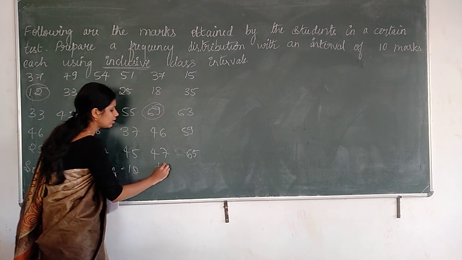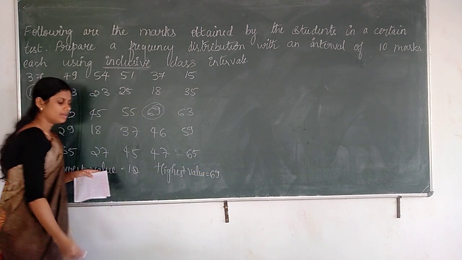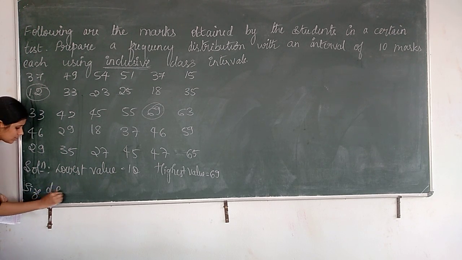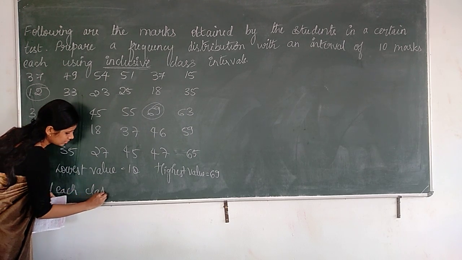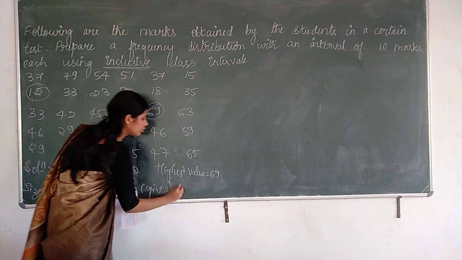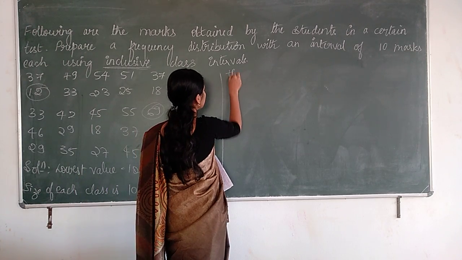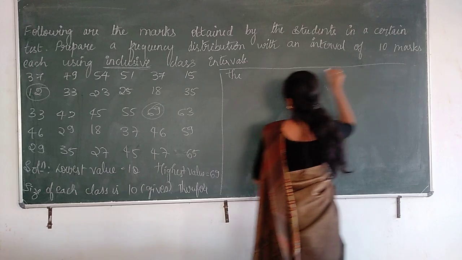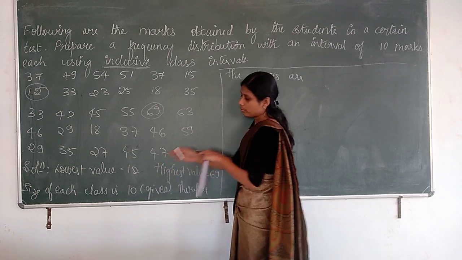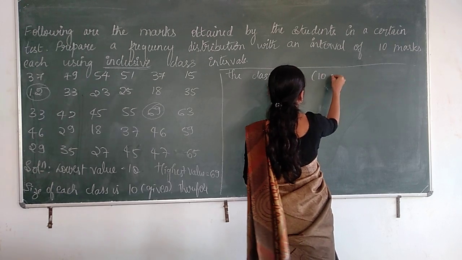Lowest value is 12, highest value is 69. Since the size of each class is 10, that is given in this question itself, therefore, how are we going to frame the classes? The lowest value is 12, so below that, the multiple of 5, that is 10, we are going to start with 10. And 10 values we are going to include.